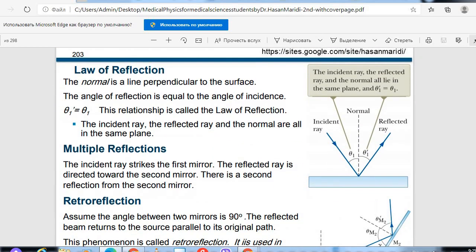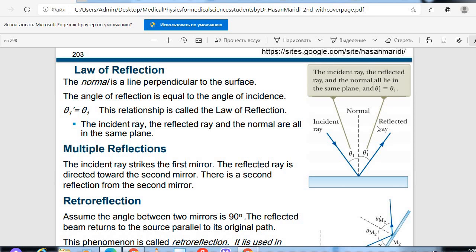And the law of reflection. The normal is a line perpendicular to the surface. The incident ray, the reflected ray, and the normal to this surface, a perpendicular line to the surface, all these lines are lying in the same plane, like the plane of this sheet of paper.